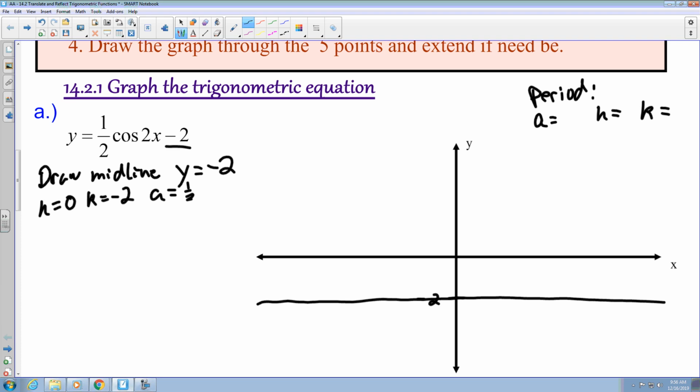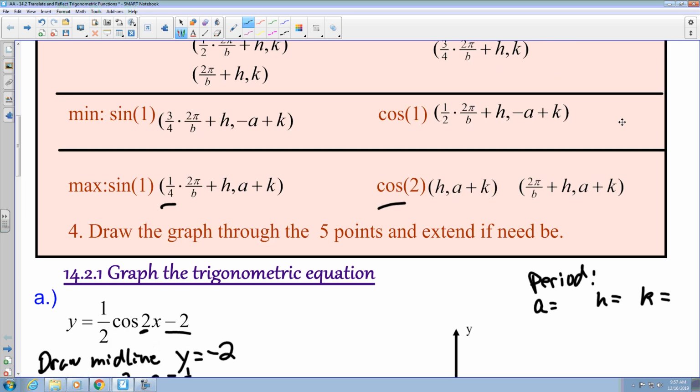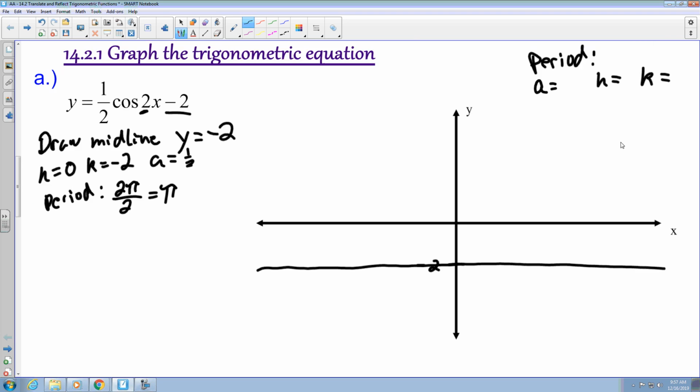Next thing we got to do is figure out what the period value is. The period value comes from 2 pi over b, and b in this case is the value of 2, so it's going to be 2 pi over 2, which equals pi. So anytime we have these values here, the 2 pi divided by b in these formulas, in this particular problem, we are going to attach it with a value of pi.